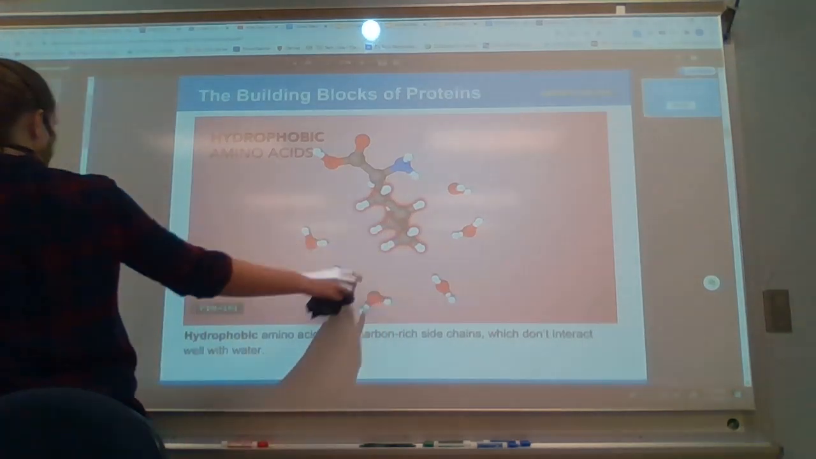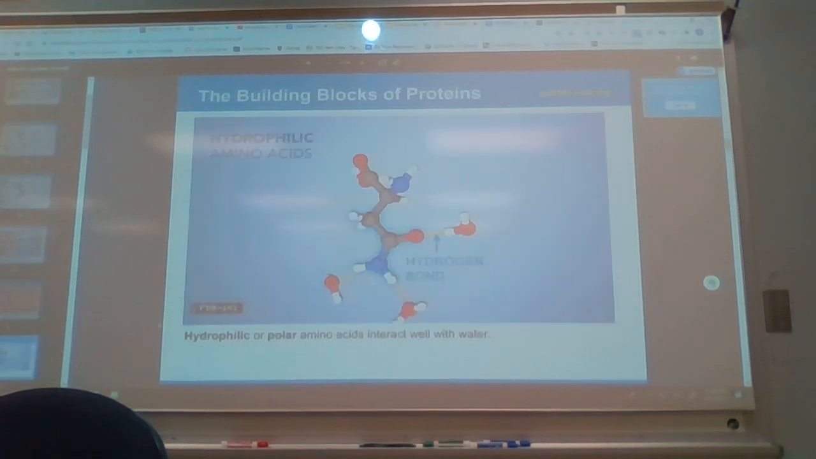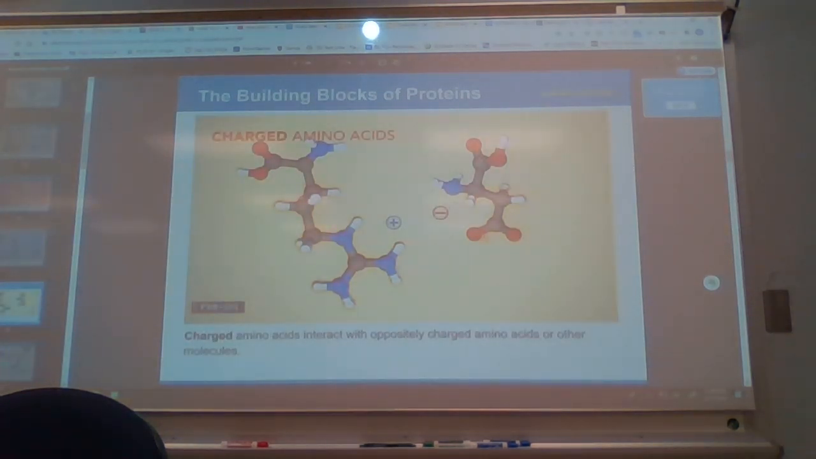So here is an R group or a side chain that's hydrophobic. Notice all the water molecules are not attracted to it, right? So they don't interact well with water. Here's the hydrophilic side chain or R group. It forms hydrogen bonds with water, right? It interacts really well with water. Some of them are charged, which not only are going to attract to water, but are also going to attract really well to each other, because positive and negative charges do what? Attract.